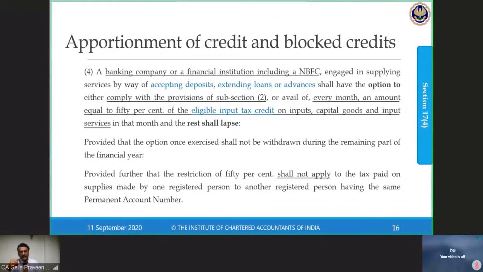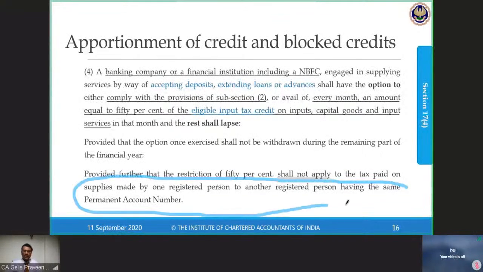Further, provided further, the restriction of 50% shall not apply to the tax paid on supplies made by one registered person to another registered person having the same PAN. Now this is nothing but all your inter-unit transactions. From one unit to another unit, one branch to another branch, if I have raised an invoice, the 50% restriction is not there, it is 100%.